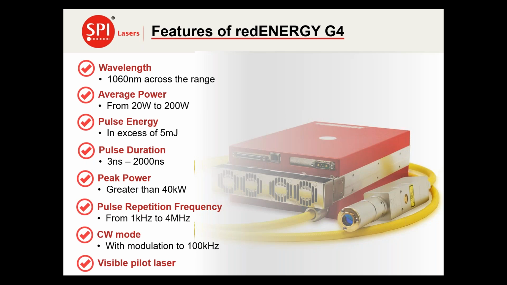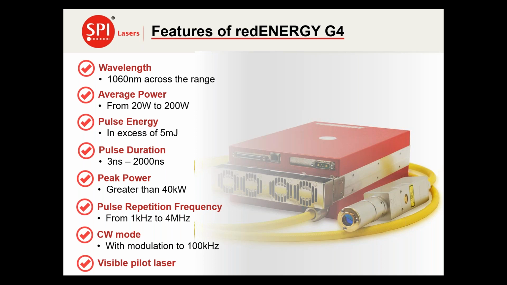At SPI, we have a whole range of nanosecond pulse lasers called redENERGY G4. The wavelength of these lasers is 1.06 microns, and they range from average powers of just 20 watts to as much as 200 watts, with pulse energies typically about 1 millijoule, but going up to about 5 millijoules.